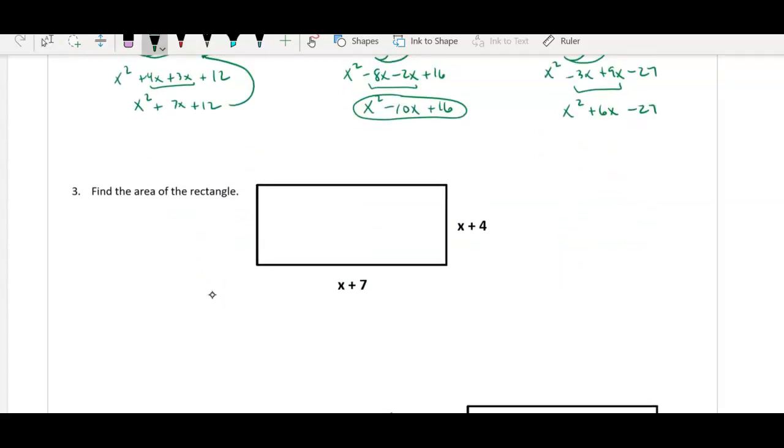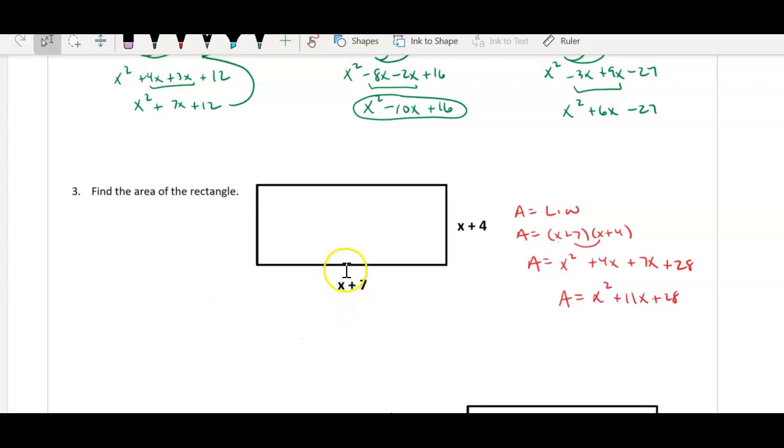one thing we use everything we're doing in this chapter for is geometry. It says find the area of the rectangle. And when we find the area of any rectangle, we do length times width. So in this case, if we're saying the length and width are x plus 7 and x plus 4, right away if I distribute, I would say the area of this rectangle is x times x is x squared plus 4x plus 7x plus 28. So what that would give me is x squared plus 11x plus 28.